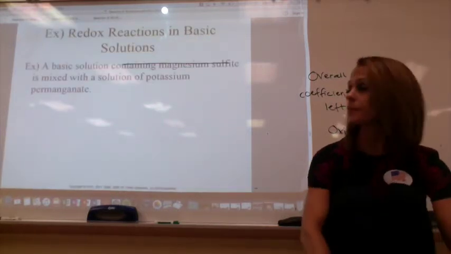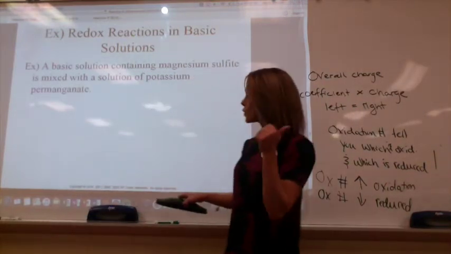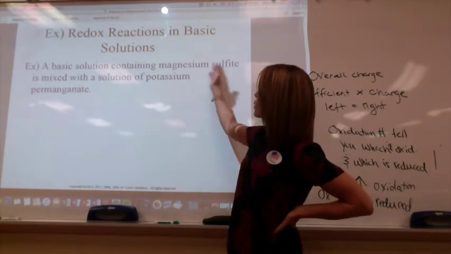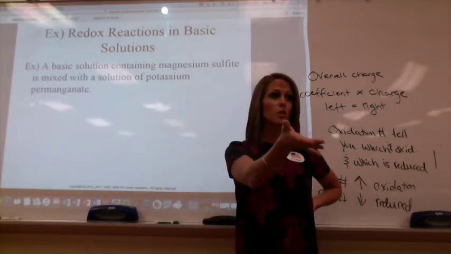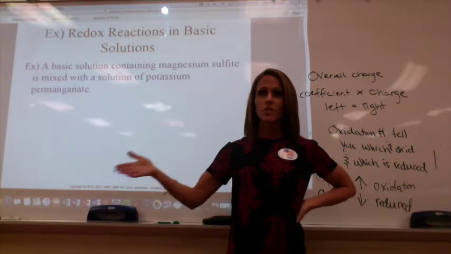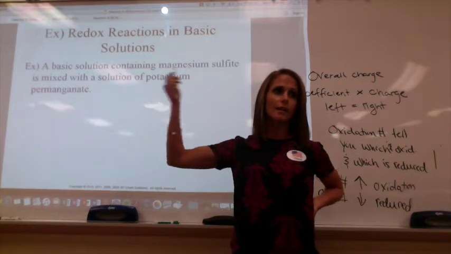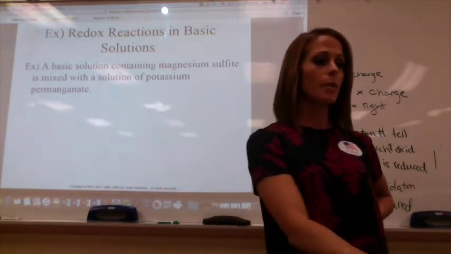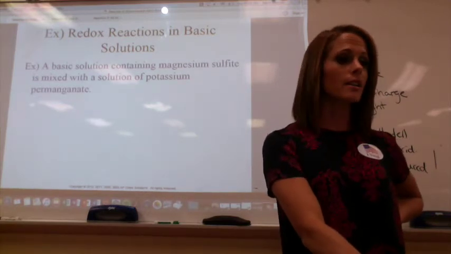Okay, so I look at this sentence, and how do I know what to do with it? Clue number 1, basic solution. And do I know what to do with the magnesium sulfite? You may not. You might, though, because you memorized the note card, and you know that sulfites get oxidized to sulfate. Because it's in a basic solution, you're doing MnO4- goes to MnO2, and then your sulfite gets oxidized, right?